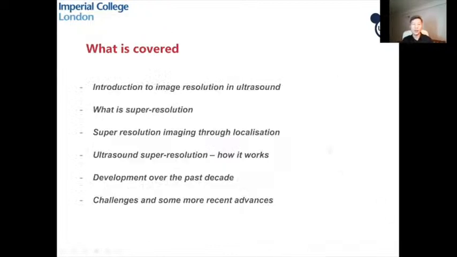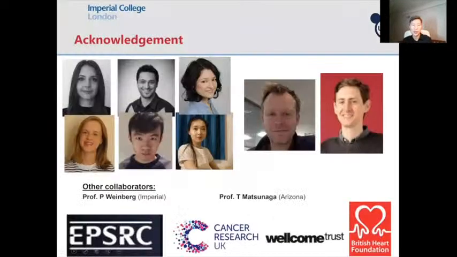Right, so in this talk, what I have covered: I introduced resolution in ultrasound, what is super resolution, how we can achieve super resolution, and how this ultrasound super localization works, some development in the past decade, and some challenges and more recent advances.